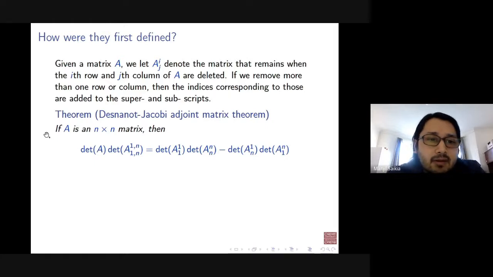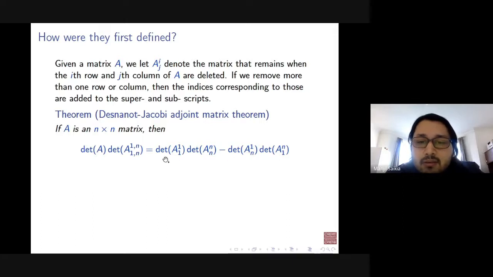Then a famous theorem is by Desnanot and Jacobi. It's called the adjoint matrix theorem, which says that given an n cross n matrix, the determinant of this matrix can be written in terms of determinants of smaller matrices. This observation is crucial, that you can have the determinant of these bigger matrices in terms of smaller matrices.